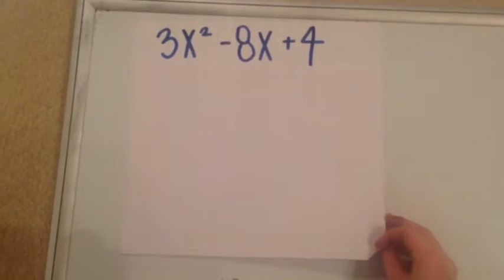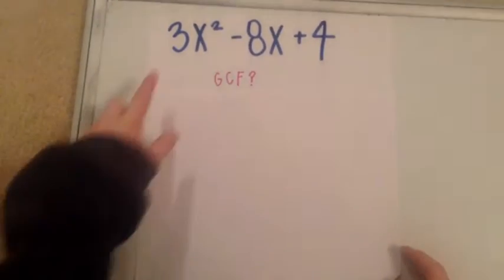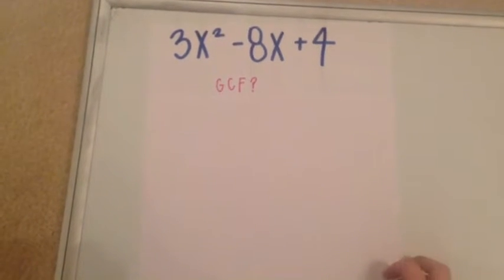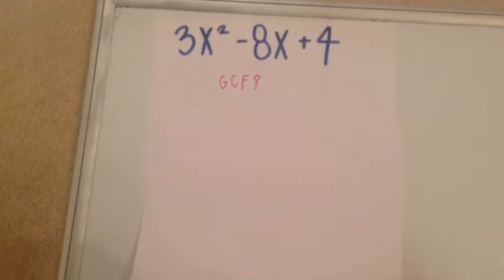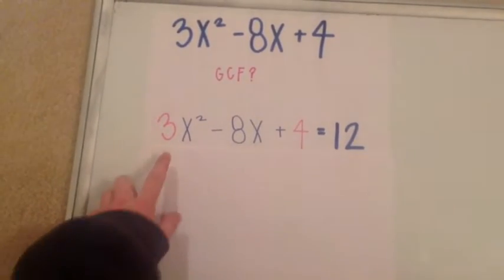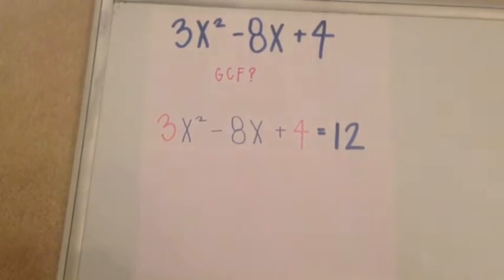So you begin by looking for a GCF. And even though there's a number in front, there's not something that can be taken out of every single variable. So I move on to our next step, which is what is multiplied from the first to the last. So 3 times 4 is 12.